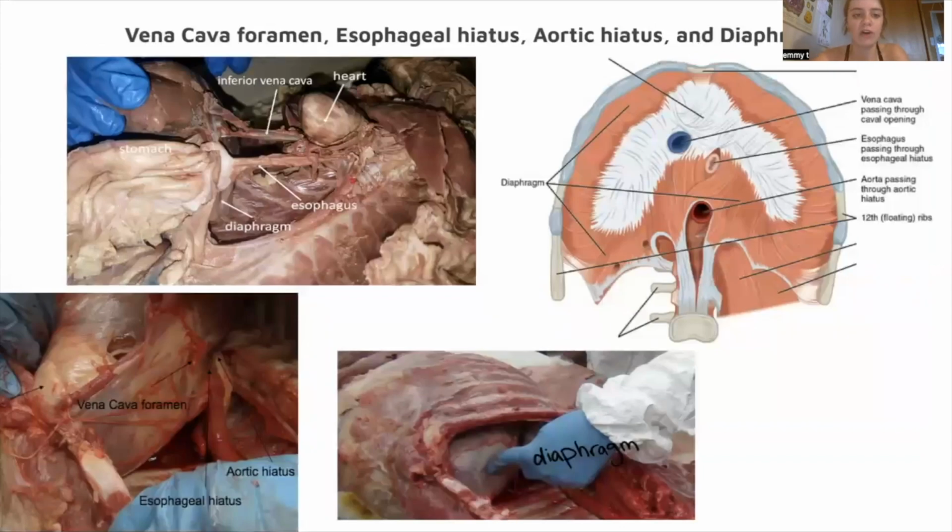Next, we have the vena cava foramen, which is a major structure that passes through the diaphragm, where the vena cava passes through this caval opening in the diaphragm. The esophageal hiatus is a major structure that passes through the diaphragm, the opening where the esophagus passes from the thoracic to the abdominal cavity. And then we have the aortic hiatus, which is a major structure that passes through the diaphragm, and the opening allows for passage of the aorta and its vessels into the retroperitoneal space.